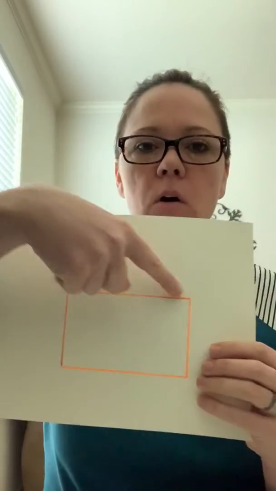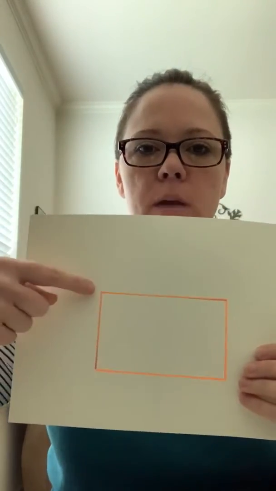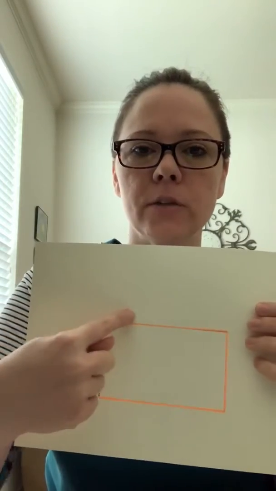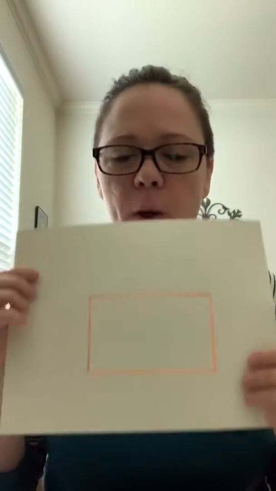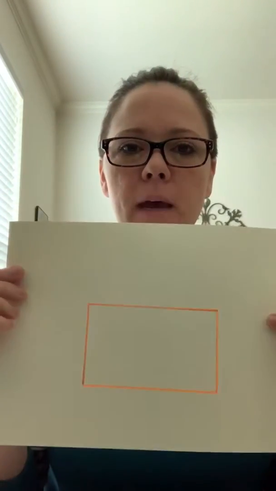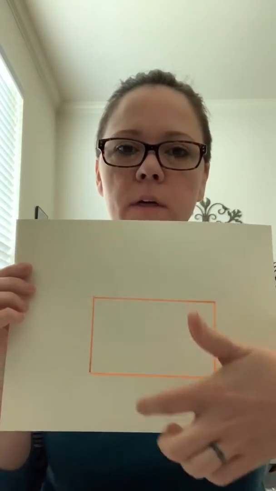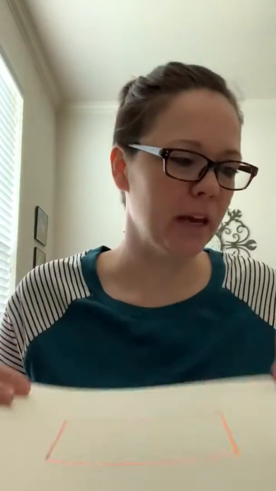All right, today we're going to learn about something new in math. It's not something that we've talked about before. It's called perimeter. So perimeter is the space all the way around a shape. So if you want to see what the perimeter is, you're going to measure all of the sides of the shape. So how many sides does my shape have here? It's a rectangle, so it has four sides, okay?